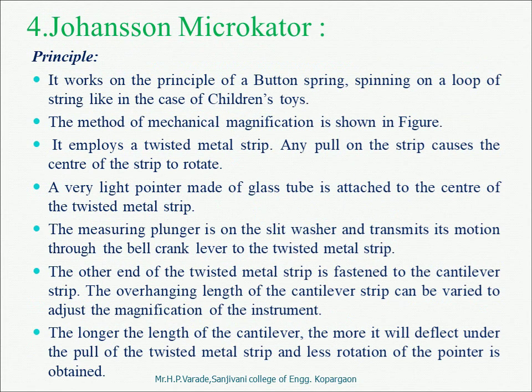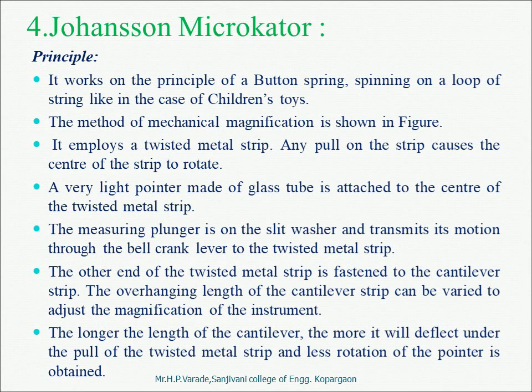So the next comparator is Johnson microcator. Now, the basic principle of this Johnson microcator: it works on the principle of a button spring spinning on a loop of string, like in the case of children's toys. The method of mechanical magnification is as shown in the figure. It employs a twisted metal strip.